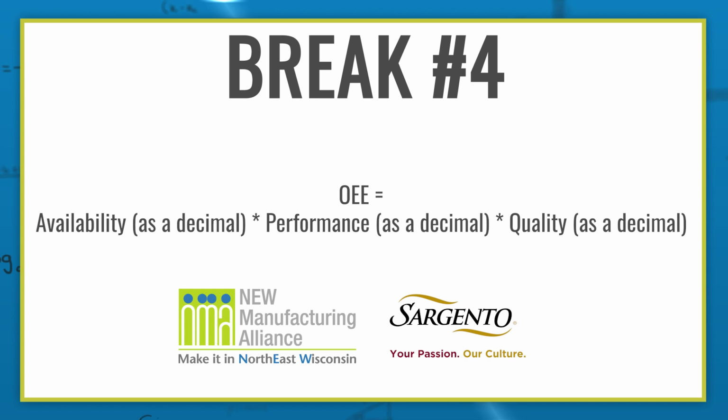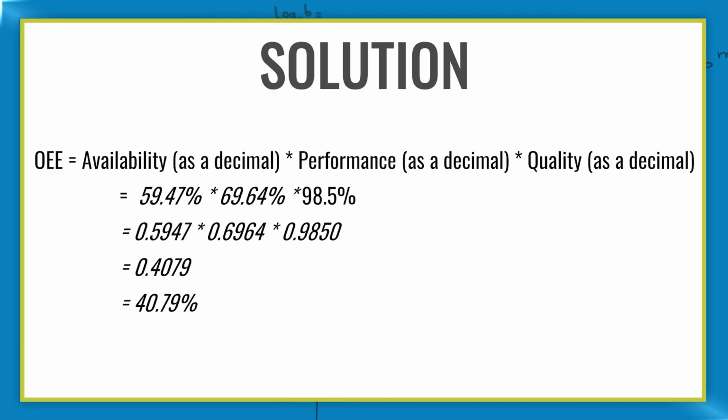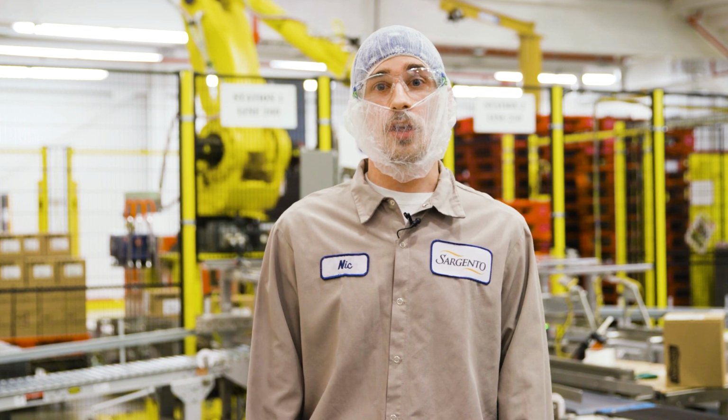If you calculated 40.79%, you're correct. As you can see, the OEE is low for this order, so let's look at how we can improve that. Now let's bring it all together.